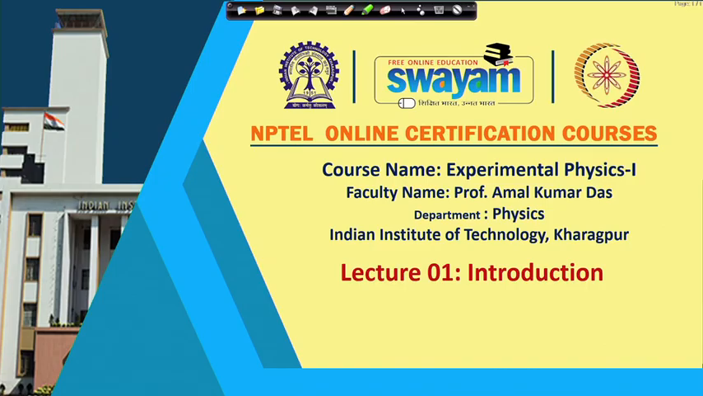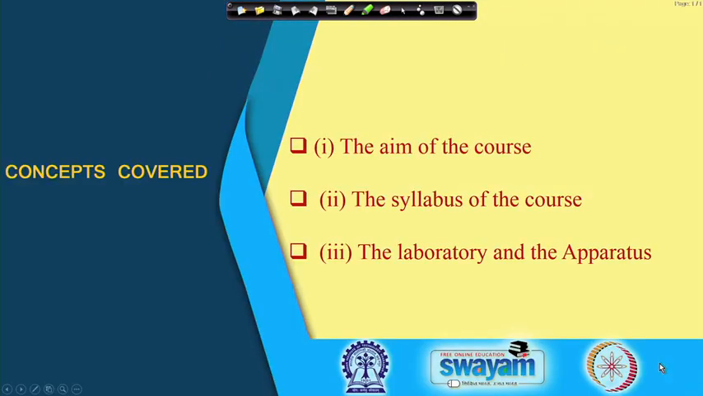So, today I will start discussion on this course, Experimental Physics 1. This is lecture 1. I will give an introduction about this course. The concepts we will cover in this lecture are the aim of the course, the syllabus of the course, and the laboratory and the apparatus. So, about this we will discuss in this lecture.